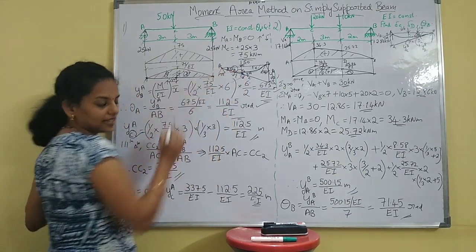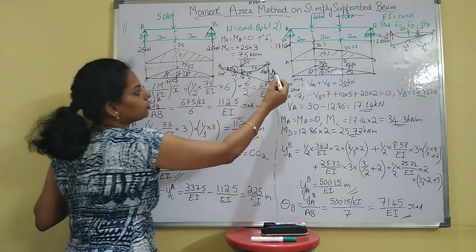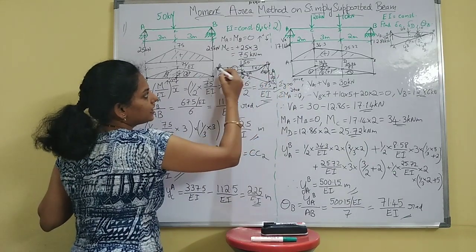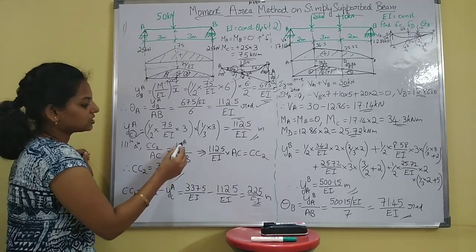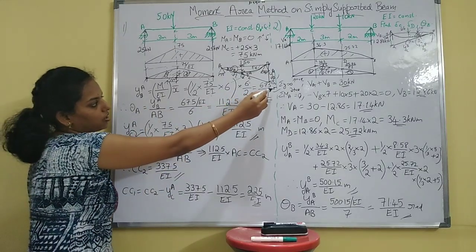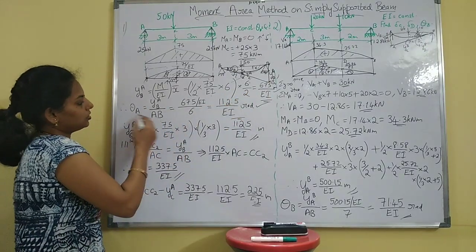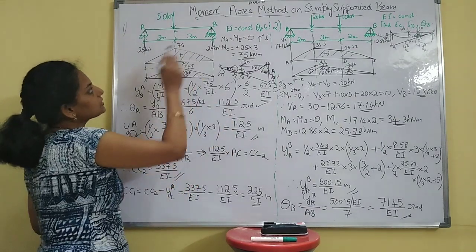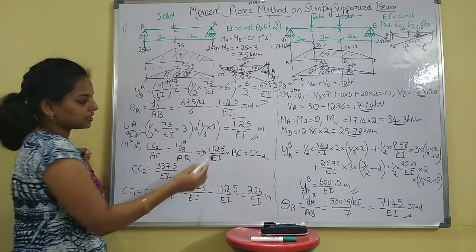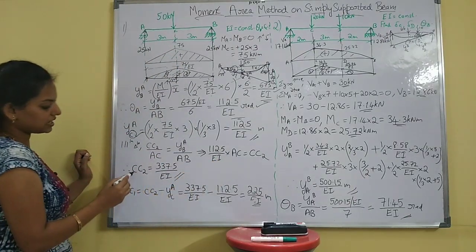divided by this distance AC, which is equal to total YBA divided by AB. This YBA divided by AB, you already know this value. That is nothing but theta A. Just substitute that into AC. AC is distance, that is AC is 3 meter. Substitute and get the value of CC2.